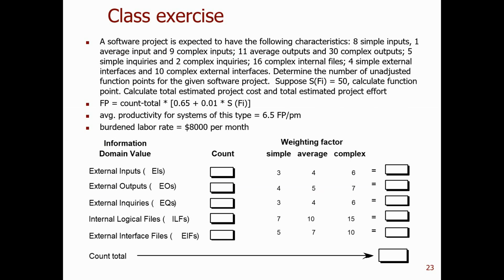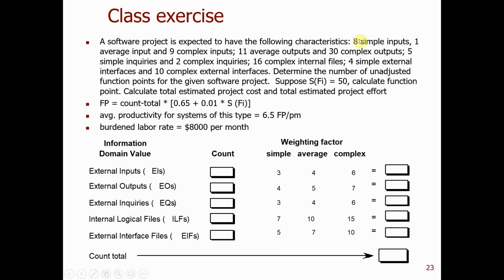So in this problem, you'll see that you have 8 simple inputs, 1 average input, and 9 complex inputs. In our previous example, all inputs used the same weight, either simple or average or complex, but in reality, some inputs can be simple and some can be average and some can be complex. So this example will practice that.